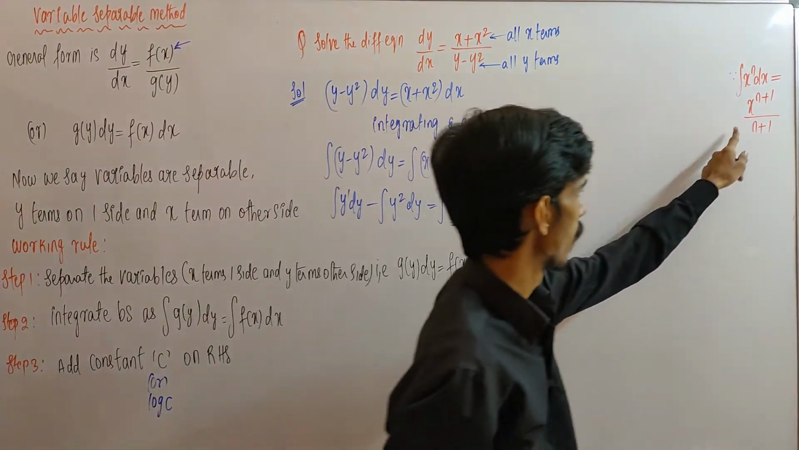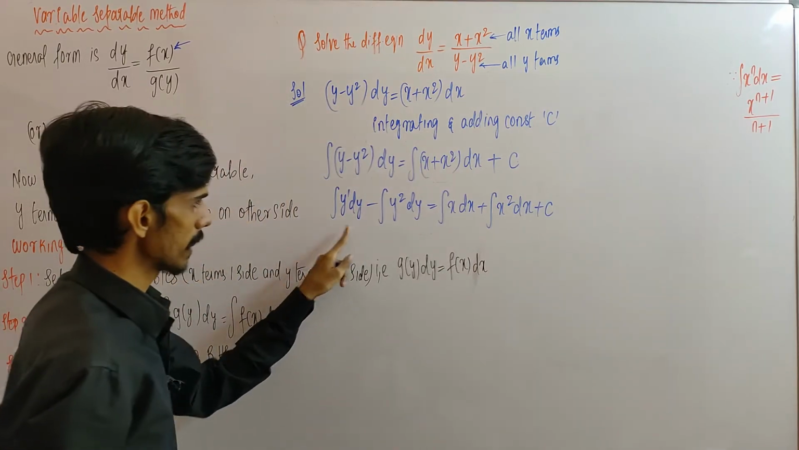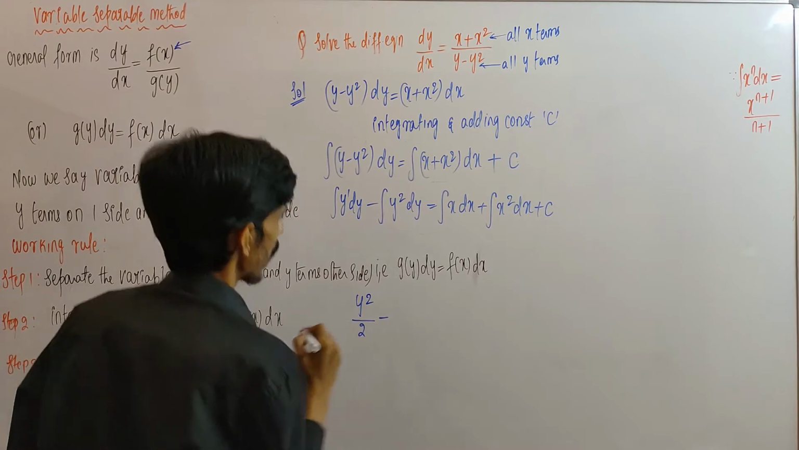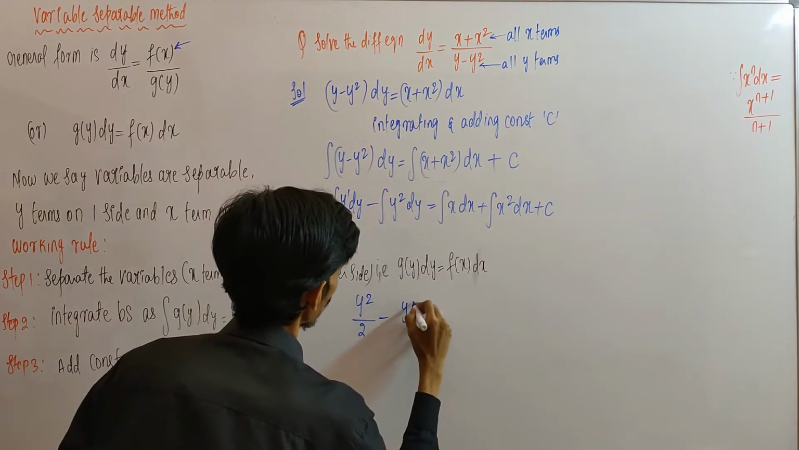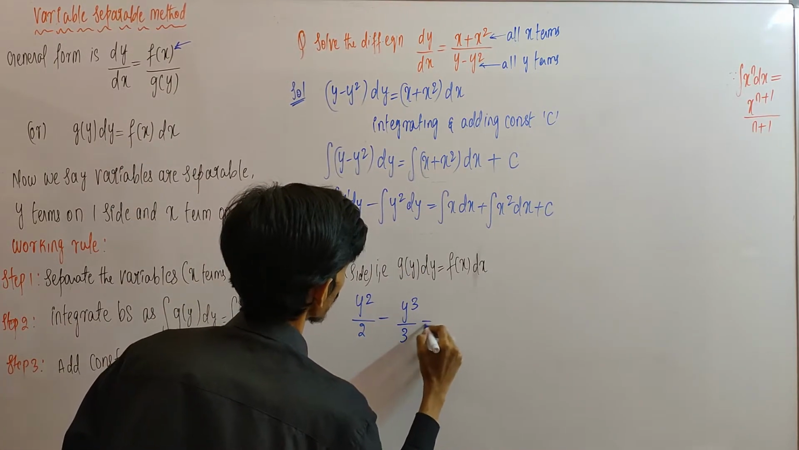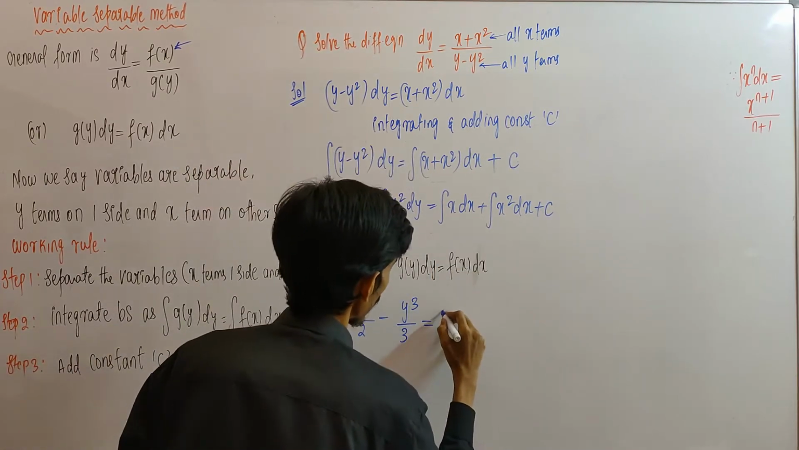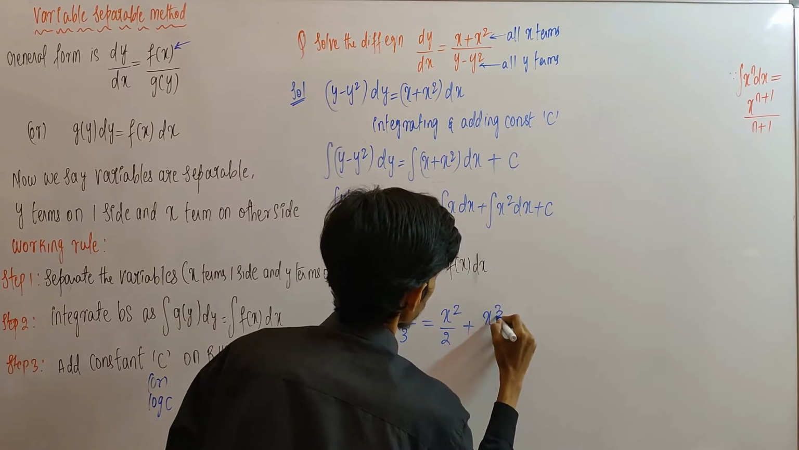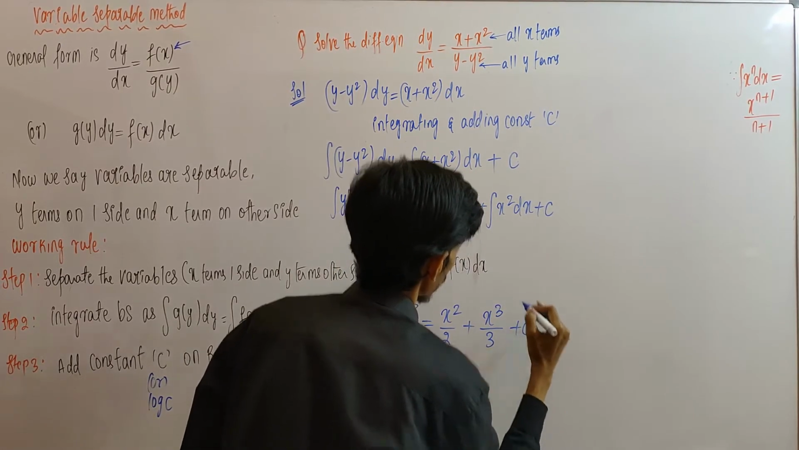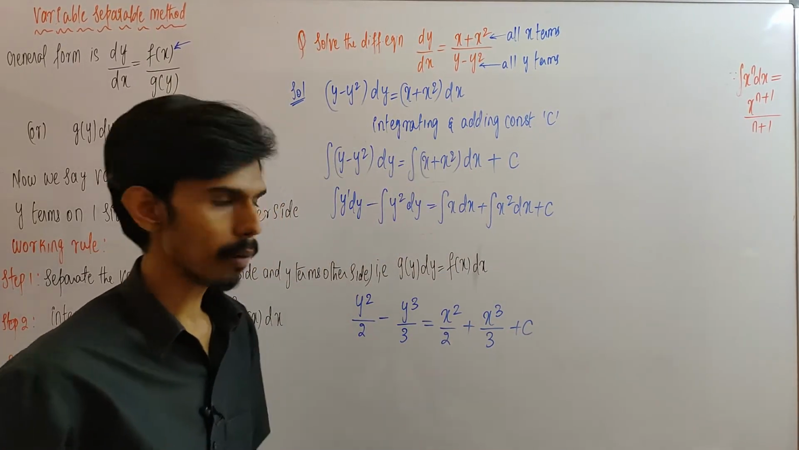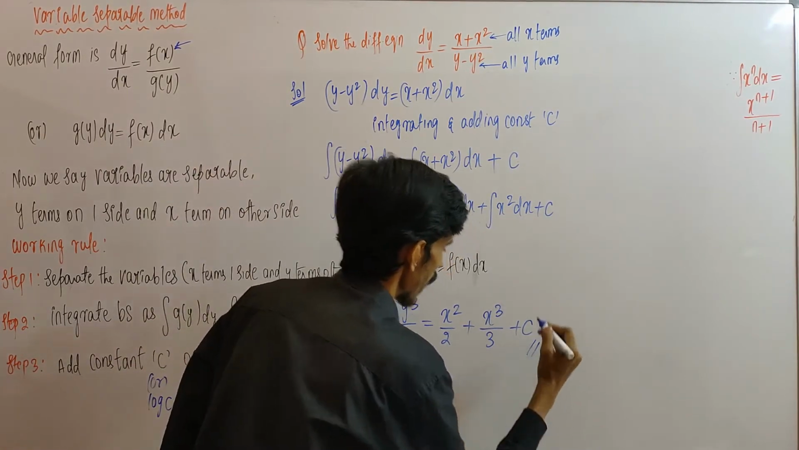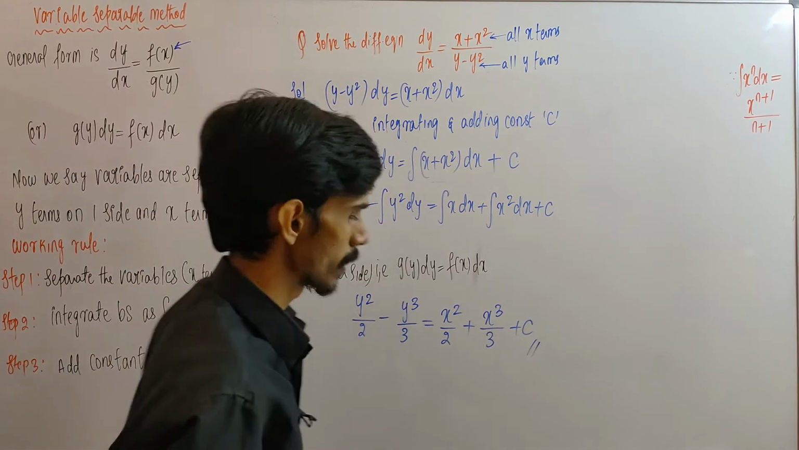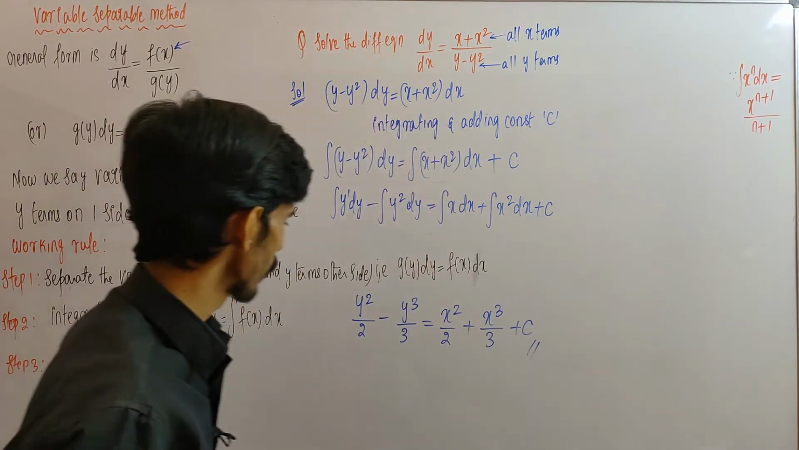Here the power of y is 1. Using this formula, integration of y will become y square by 2 minus y power 3 by 3 is equal to integration of x, which is x square by 2, plus x cube by 3 plus c. Here we can stop and take this as the solution of this differential equation, or we can solve it further.